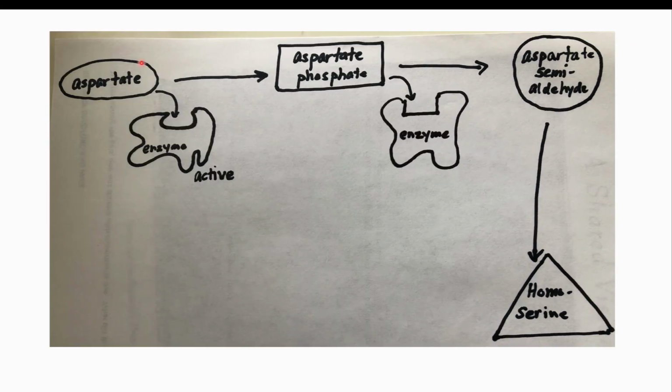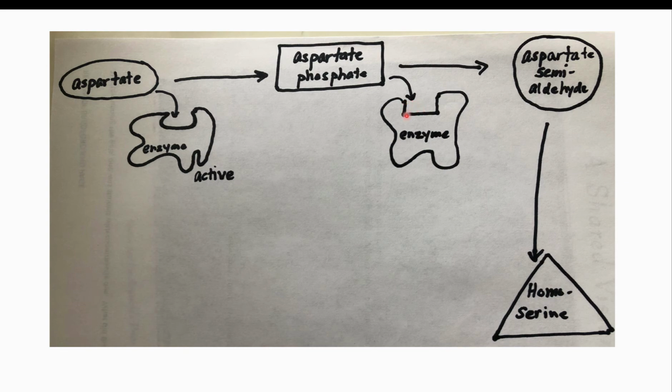So in the second part of the drawing, I have aspartate. I've tried to draw a representation of the enzyme that might convert aspartate to aspartate phosphate. You can see that the active site of the enzyme binds to the shape of aspartate. So aspartate will bind to the active site, and this active form of the enzyme will convert aspartate to aspartate phosphate. Aspartate phosphate can then bind to the next enzyme in the sequence.